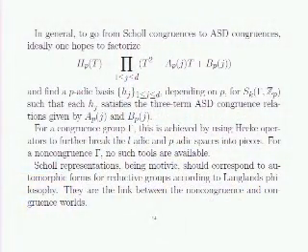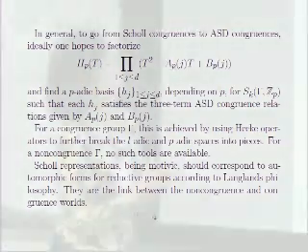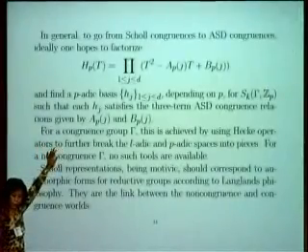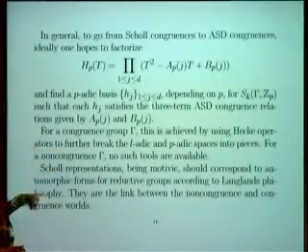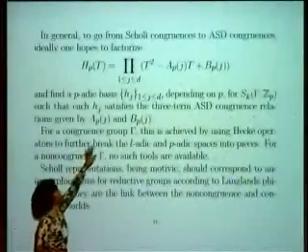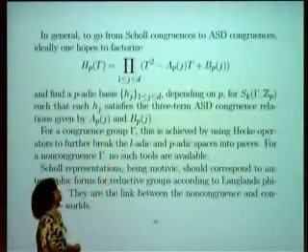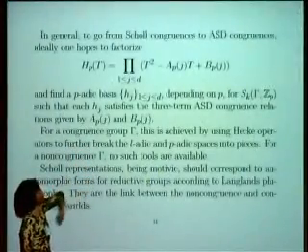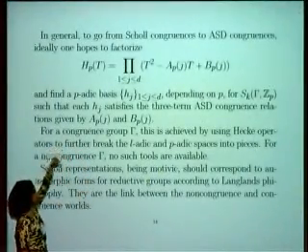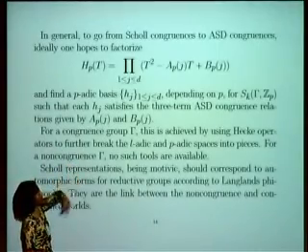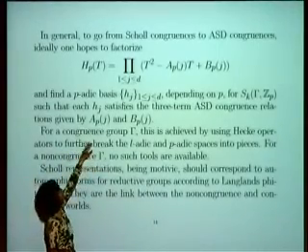Okay. So in general, to go from the Scholl congruences to the ASD congruences, which is finer, ideally one would like to factorize the characteristic polynomial, which is of degree 2d. So I would like to factor that as the product of d quadratic factors. Okay, so try to factor it properly. And on the other hand, try to find a p-adic basis for the space such that each basis function will satisfy the three-term ASD congruence with the A_p and the B_p coming from the factors of the Frobenius polynomial.